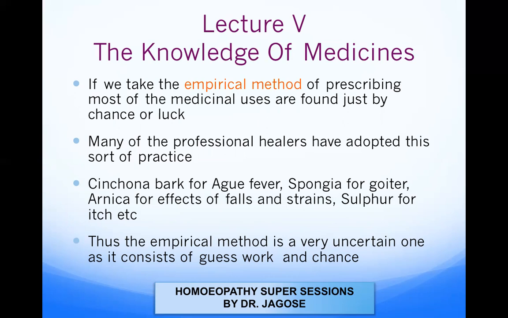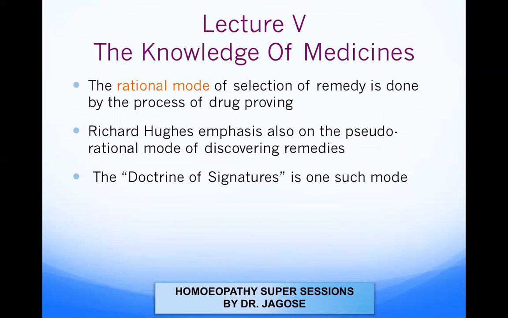The rational mode of selecting the remedy is done by the process of drug proving. So this is the main difference. In the empirical method, it is left to chance, left to luck, left to hearsay, left to a hypothesis, left to a theory. But the rational method deals with the truth. In the rational method, you can have the knowledge of medicine by the process of drug proving.